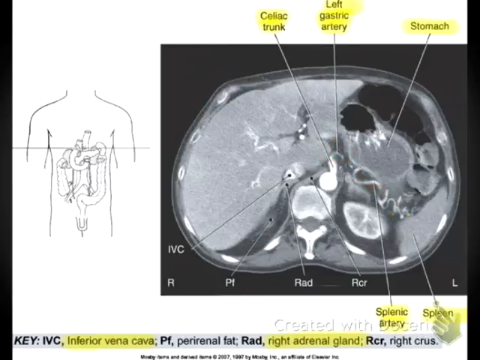Just be mindful of what we're looking at. The splenic and the common hepatic are going to be much larger. The left gastric artery is going to be much smaller.